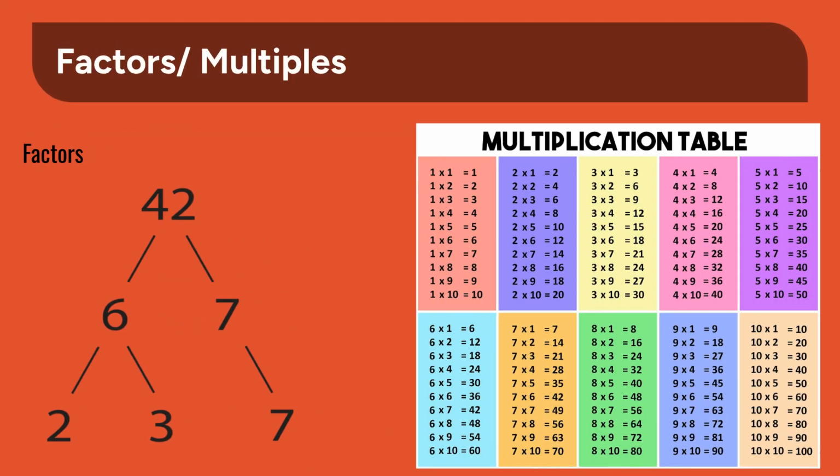A factor of a whole number is a whole number that divides evenly into that number with no remainder. In other words, if you multiply two whole numbers together to get a product, then those two numbers are factors of that product. A multiple of a whole number is a number that you get when you multiply that whole number by any other whole number, 0, 1, 2, 3, and so on. It is often known as times table.